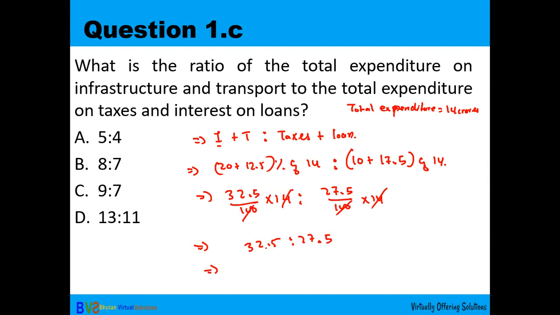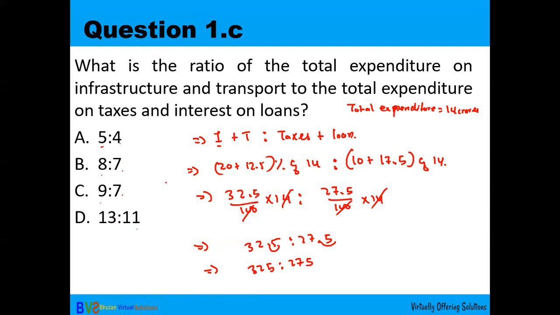For easy calculation, you remove the decimal. You take the decimal to the other side, and again you will be left with 325 is to 275. Now see the options. If you see the options, you will find that the first number of the ratio is bigger: 5 is bigger than 4, 8 is bigger than 7, 9 is bigger than 7, 13 is bigger than 11.